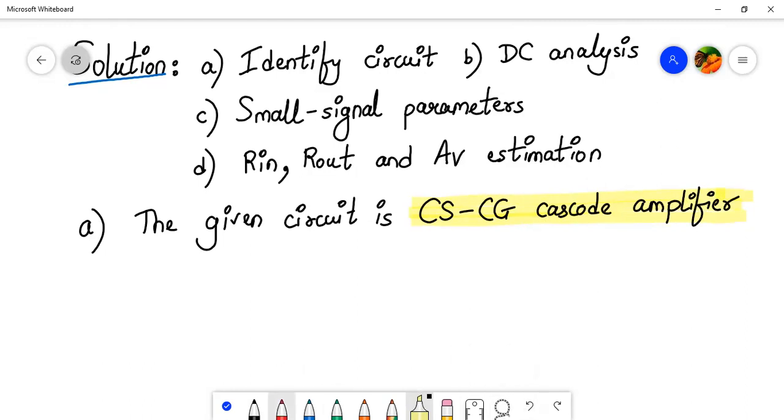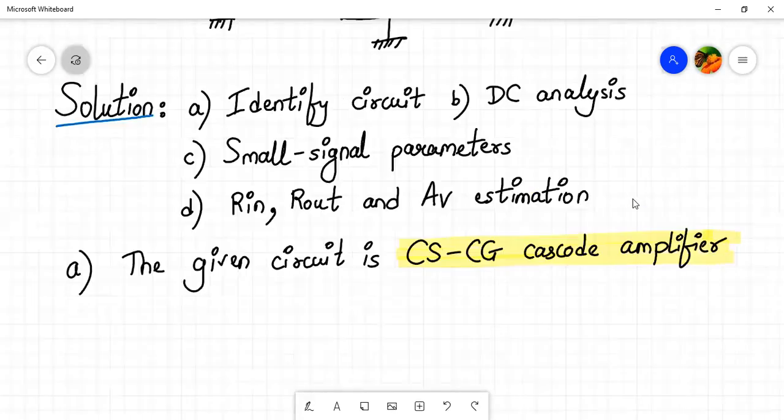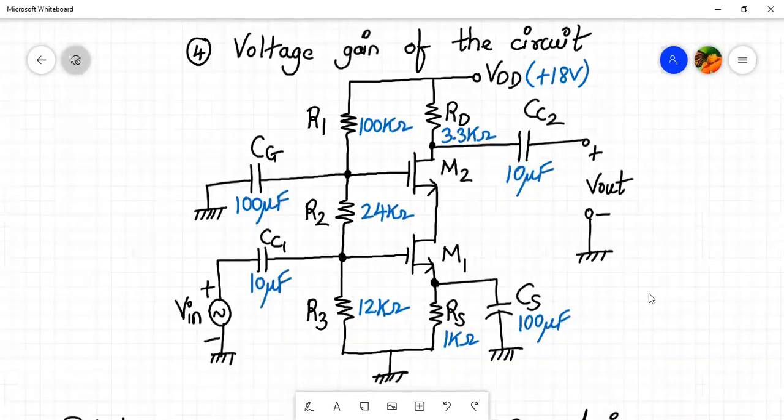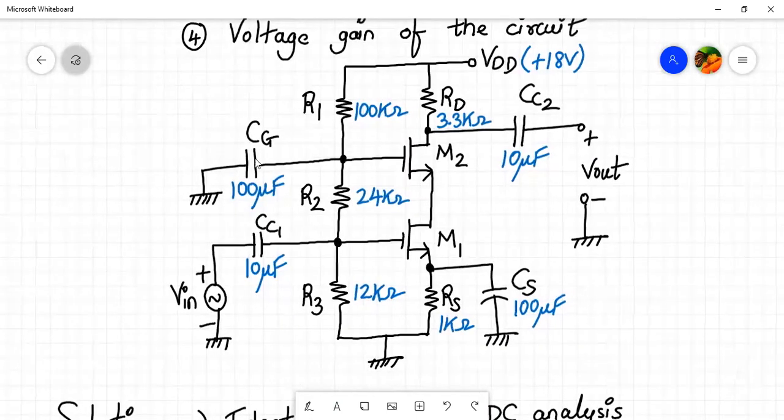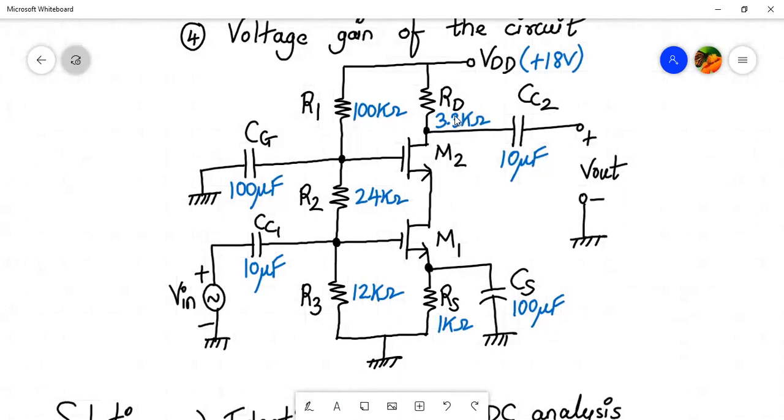So let's have a look at the circuit diagram once. For the DC analysis part, all the connected capacitors will behave as open circuit. So we are left with all the resistors R1, R2, R3, RD and RS, and M1 and M2. That will be it, along with the supply voltage VDD. So let's do that, right?